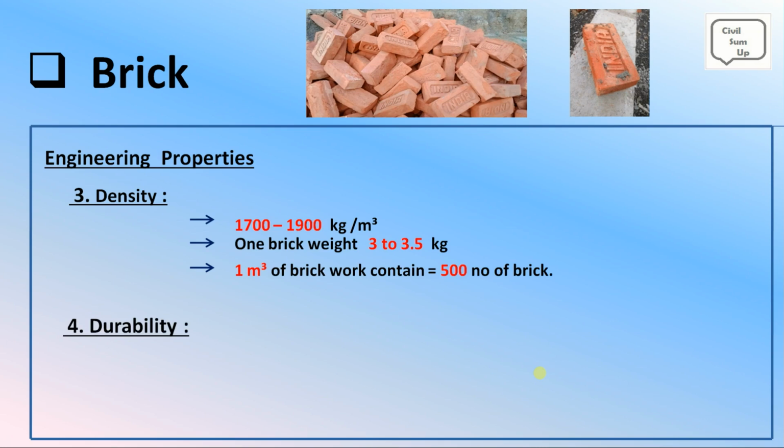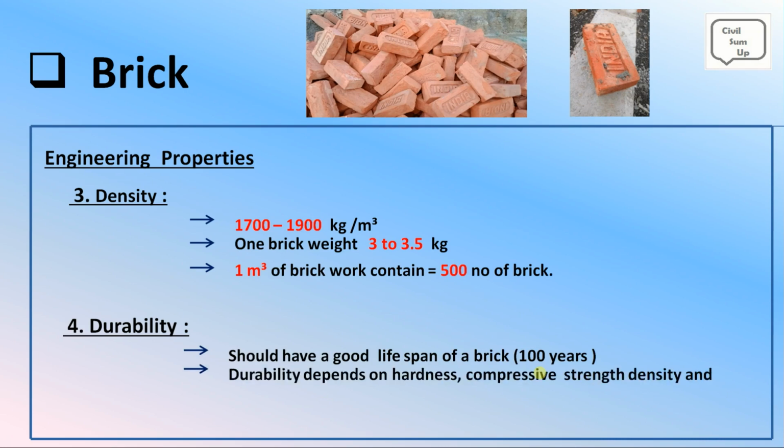So keep in mind. The fourth engineering property is durability. Durability means a good life to the structure. So it should have a good lifespan, like 100 years. Basically, durability depends on hardness, compressive strength, density, and other engineering properties also.